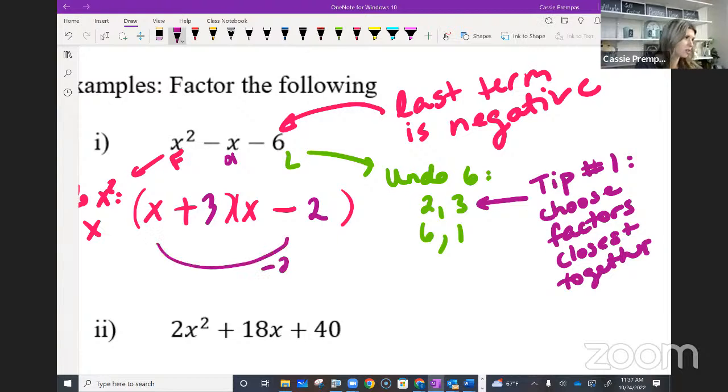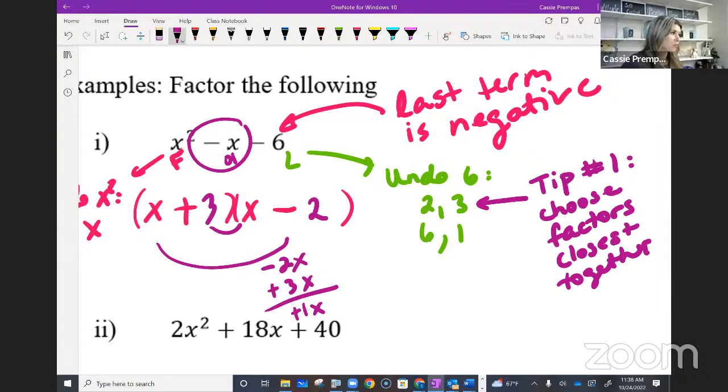Or what's x times negative 2? Negative 2x. What's 3 times x? 3x. What do those add up to be? Positive 1x. Now here the sign matters. Is that what the middle guy is? No. And here's tip number 2. If it's the opposite of what you want, just change the signs. So I'm going to write that tip and then we'll do it, right?